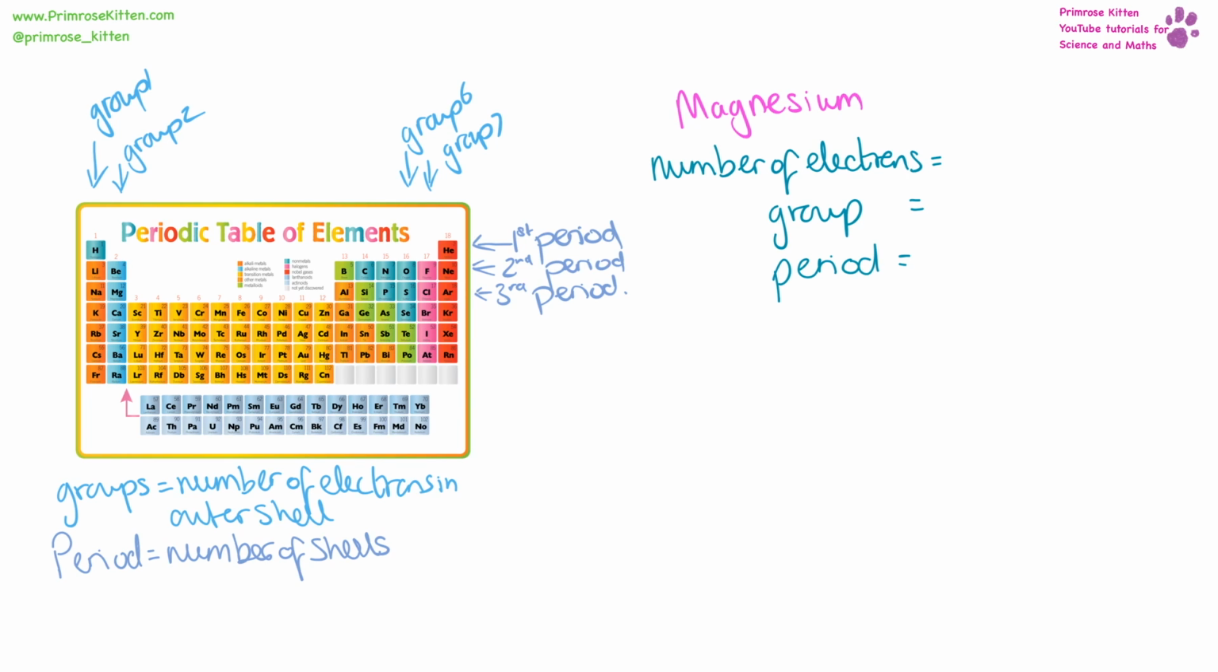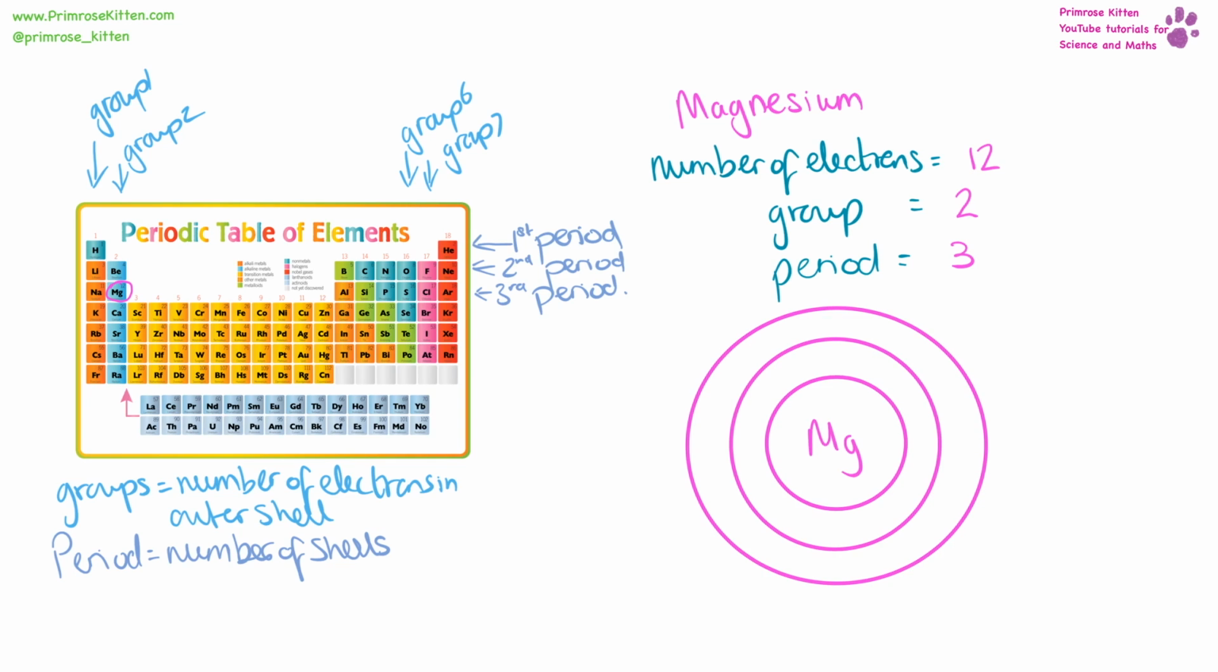And we can use this information to tell us about the electronic configuration. Here we have magnesium. Here is magnesium on the periodic table, and we can see that the number of electrons it has is 12. It is in group 2 and it is in period 3. So that tells us it has 12 electrons in total. It has 2 electrons on the outer shell because it's in group number 2, and it has 3 shells because it is in period number 3.